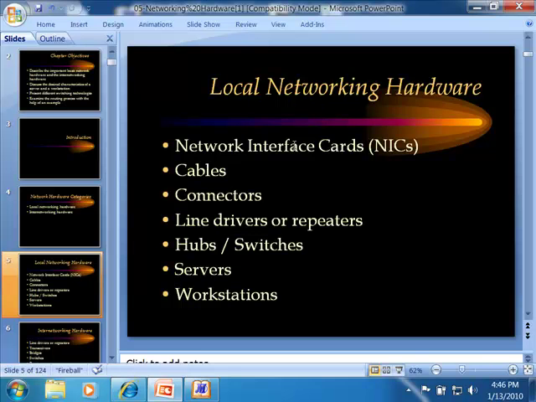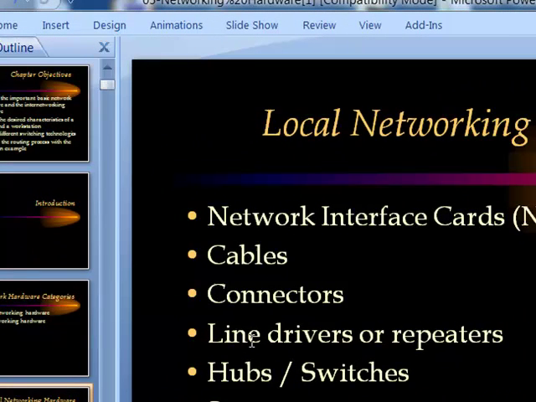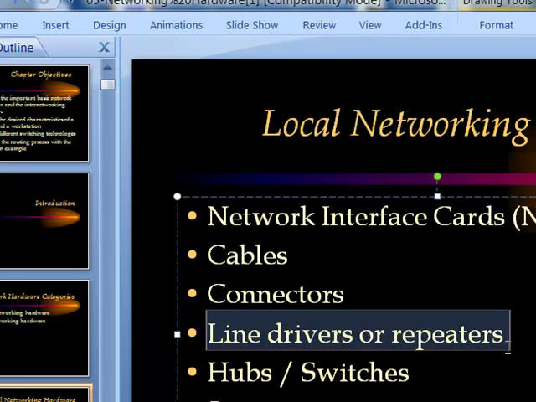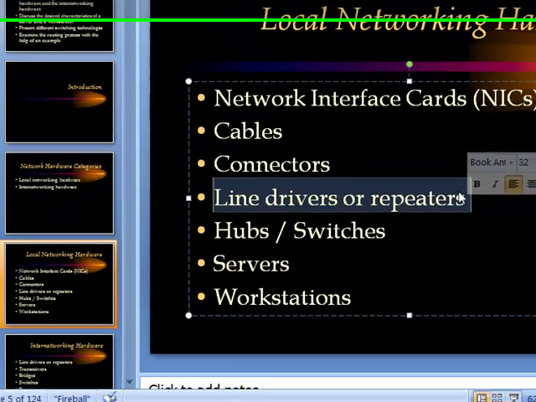Then we have line drivers and repeaters. That's the one that you see here. We have line drivers and repeaters that are used for extending the distance between two nodes. For example, the distance from a switch to a client has a certain limitation because the electrical signals cannot travel far when they are connected directly to one another. So if you want to extend the distance from a hub or a switch to a node, then you will use something called line drivers and repeaters.